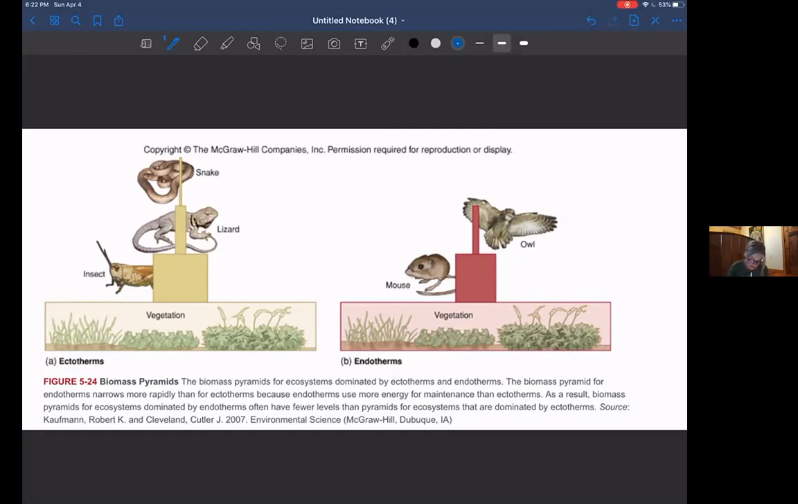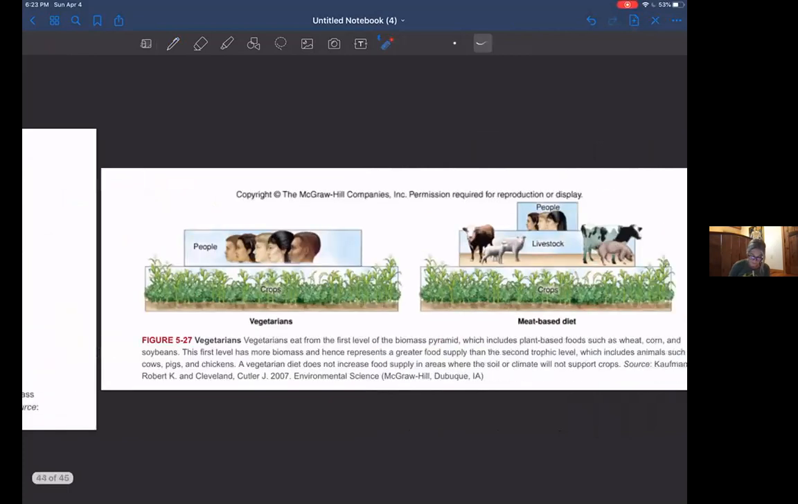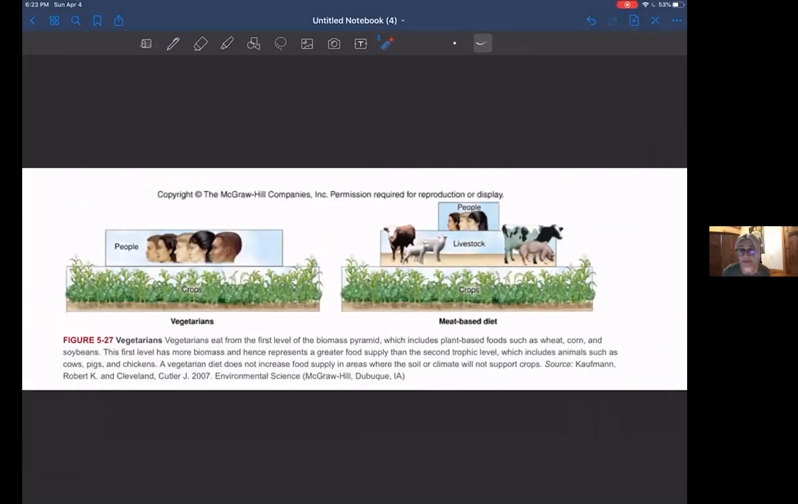You notice that if these are the same size, this is bigger than this one because of the energy that is required by the mouse. Because it's endothermic, it's always losing heat to its environment through metabolic rate, right? And so we see that there is a big difference between those ecological pyramids or biomass pyramids, as they're calling them here, between endotherms and ectotherms. Okay, so let's look at the human example of vegetarians versus meat.